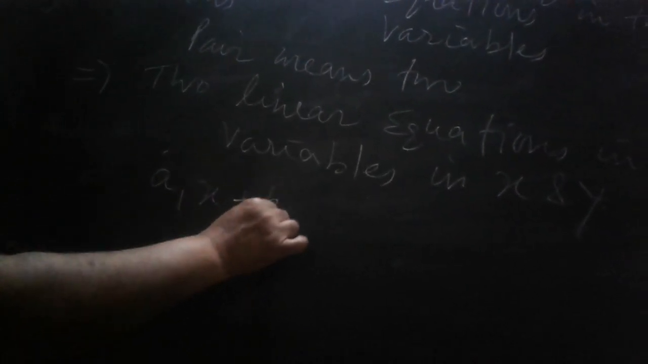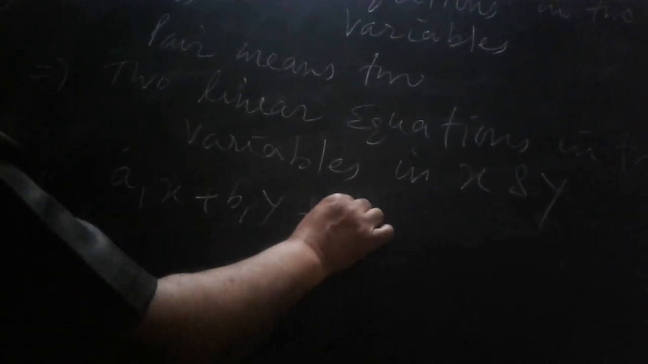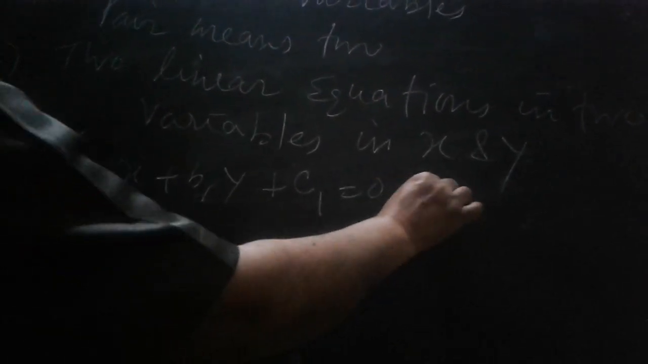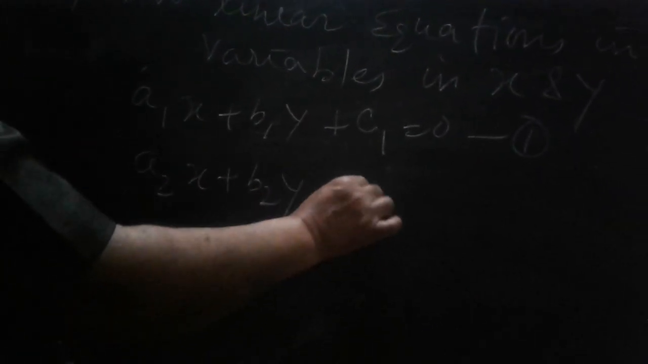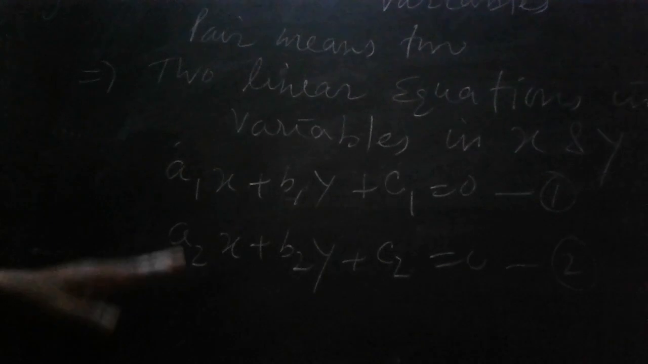a1x plus b1y plus c1 equals 0, one linear equation in two variables, and a2x plus b2y plus c2 equals 0, the second linear equation in x and y. Now here equation 1 and equation 2 are two linear equations in two variables, and this is called a pair of linear equations in two variables. So this is the representation of a pair of linear equations in two variables.